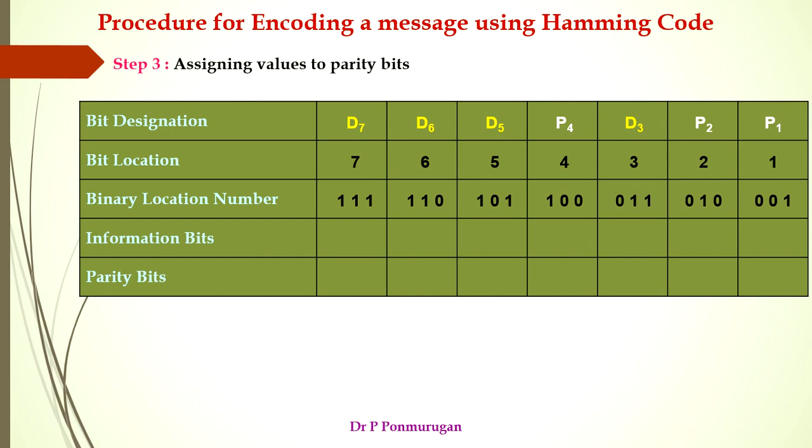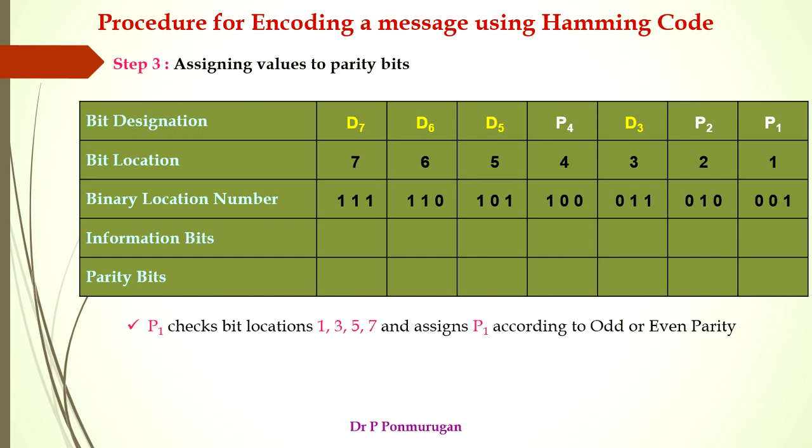From this we have to calculate the values of parity bits P1, P2 and P4. P1 should check bit locations 1, 3, 5 and 7 and assign P1 according to odd or even parity. While framing a Hamming code, we will have an assumption as either odd parity or even parity.